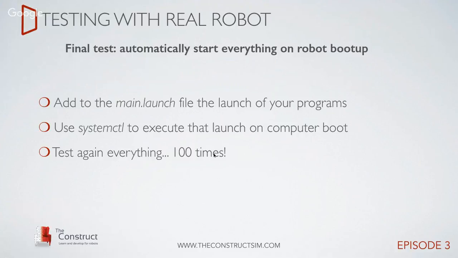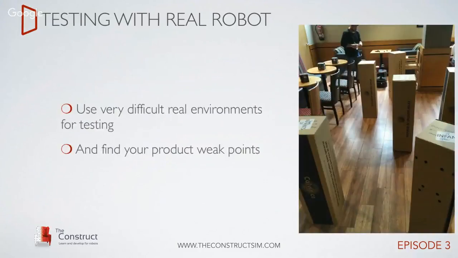Then, about this testing again, what I recommend is that you use very difficult real environments for testing. Like in this case, we put the robot there at the bottom of the picture, and then we put some obstacles that were occluding most of the space. Of course, that's not going to be the situation, but it could be. So by doing this stress testing, you can find your product's weak points, because this is something that you have to realize. Your product will have weak points.